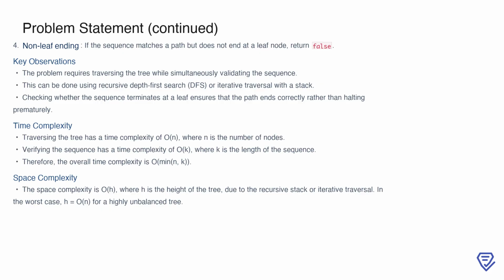In terms of complexity, the time taken to traverse the tree is proportional to the number of nodes, O(n), while verifying the sequence is proportional to its length, O(k). Therefore, the overall time complexity is O(n) times O(k). The space complexity is determined by the height of the tree, which, in the worst case, can be O(n) if the tree is highly unbalanced.